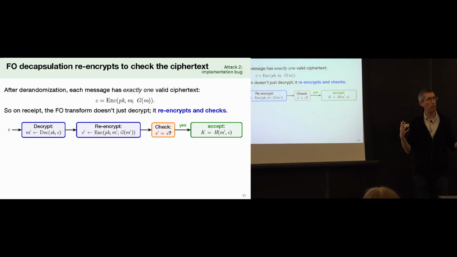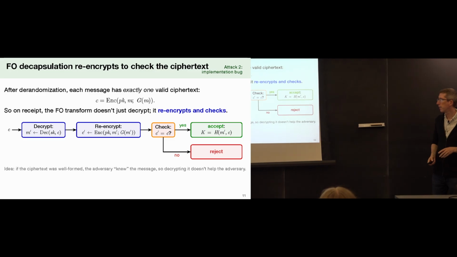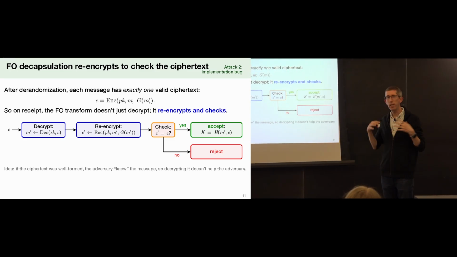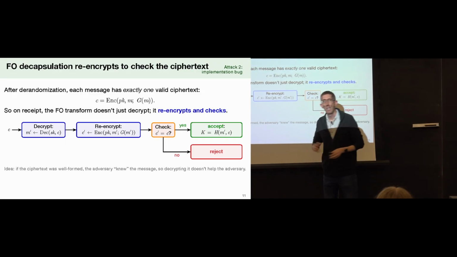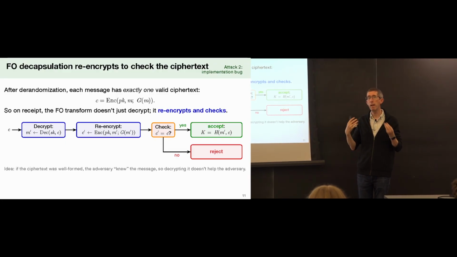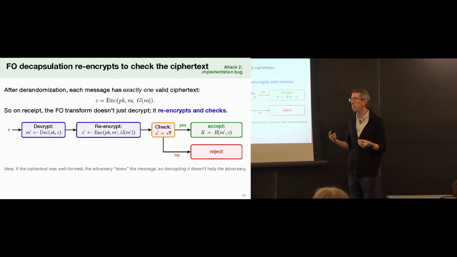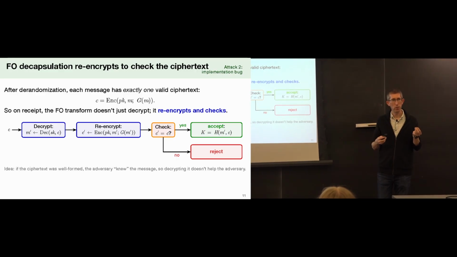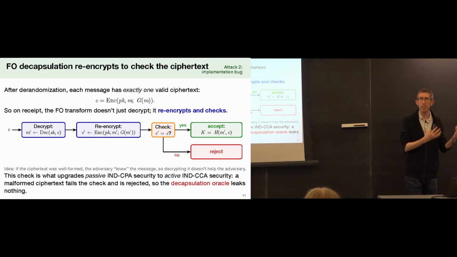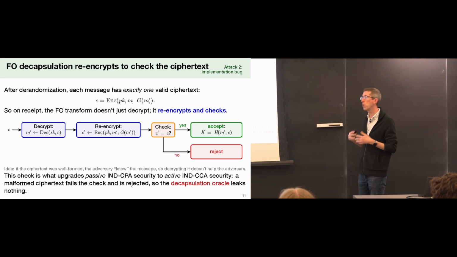If it does, then we will accept that this is a valid encryption, and we'll output a key derived from the message in the ciphertext as our shared secret. If this check fails, then we'll reject, because something funky is going on. The idea here is that if the ciphertext was well formed, if it satisfies this check, then that means the adversary knew the message. They must have formed the ciphertext by following the process. And in the chosen ciphertext attack scenario, if we give them a decryption oracle, that doesn't really help them, because we're only giving them answers that they already knew themselves. That's what upgrades passive security to active security. This re-encryption check makes sure that the adversary knew the answer already, and hence we're not giving them any new information.